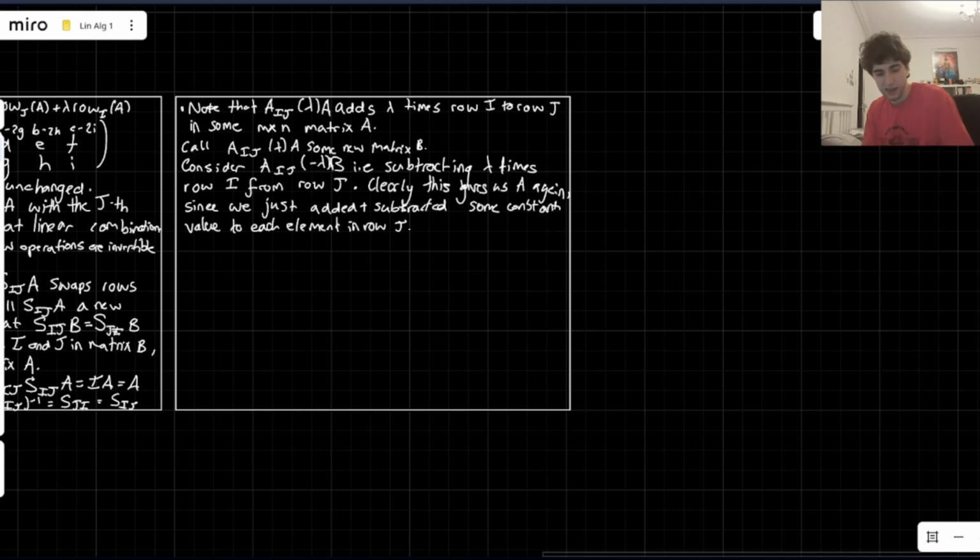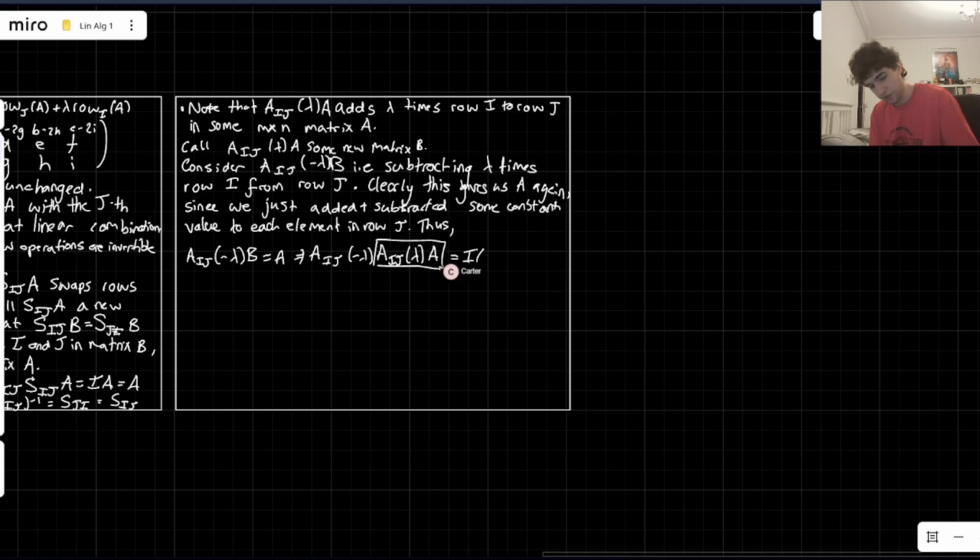Okay, so clearly, thus, it's pretty obvious that A_ij of minus lambda multiplied by matrix B just gives you A, which therefore implies that A_ij of minus lambda multiplied by A_ij of lambda multiplied by A, since we defined B to be this, is equal to the identity matrix times A, which is just A. And it follows naturally that A_ij of minus lambda multiplied by A_ij of lambda is just the identity matrix. And the other way around, you could start by subtracting lambda times row i from row j and adding it back.